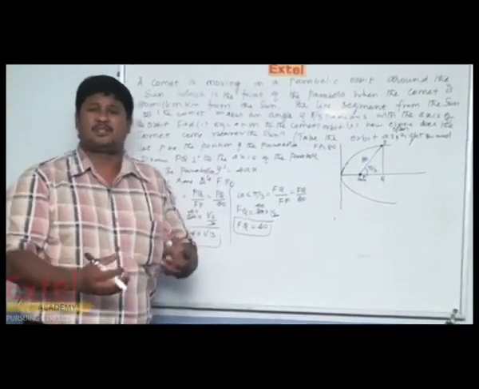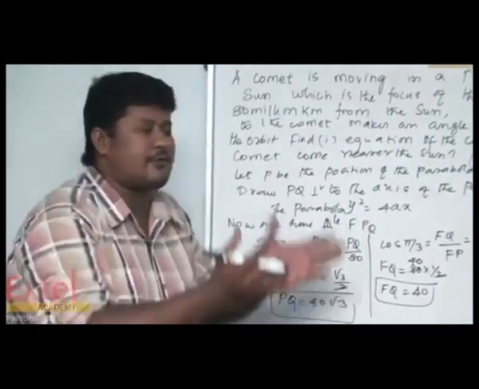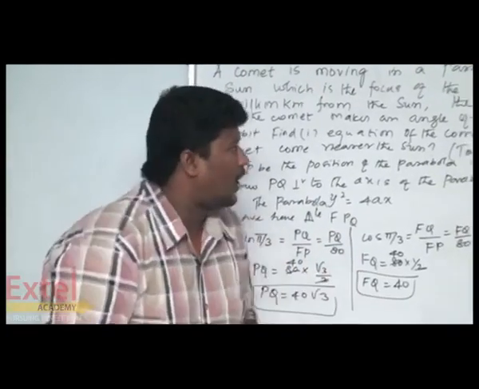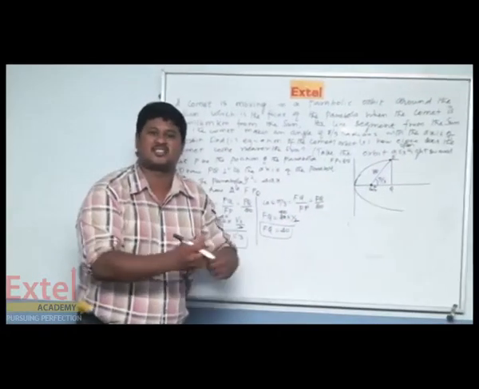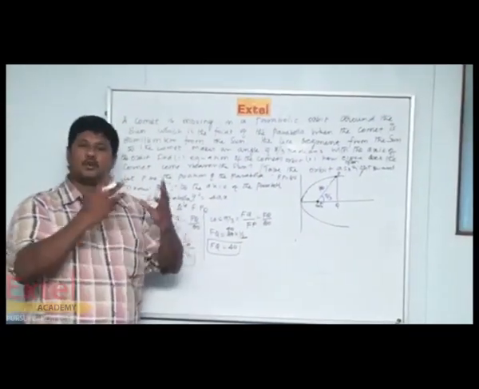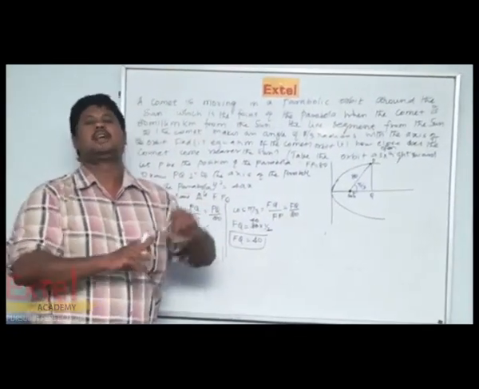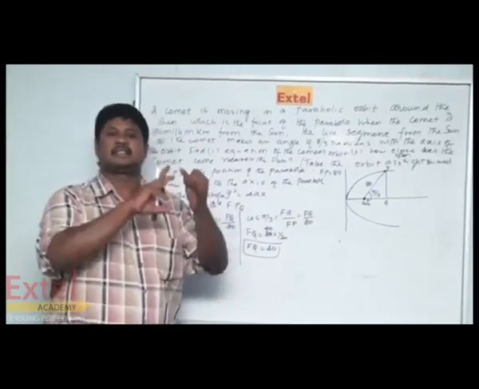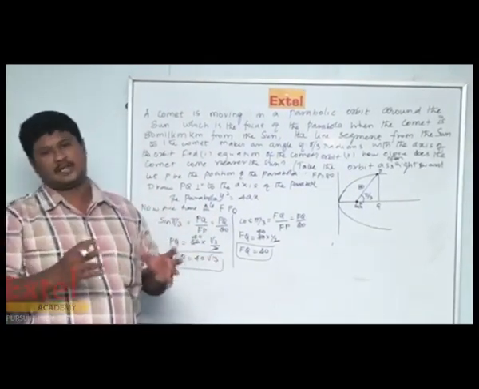Now what is our aim? The two questions here are, first, find the equation of the comet's orbit. The second one, how close does the comet come nearer to the sun? That is the shortest distance between the sun and the comet. We are going to find the answers to these two questions.